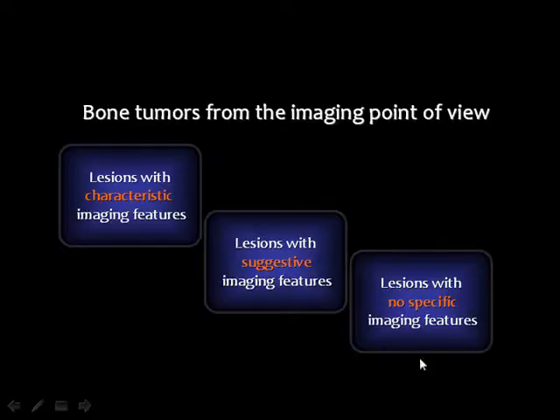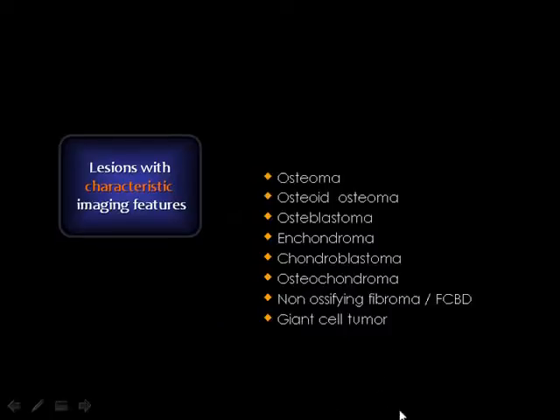Then this group of lesions, you cannot suspect the tumor, but you only say this is a benign or malignant. This is what you can say in this group of patients, and you go directly for the biopsy to solve the problem. Then we start with the first group, which is the largest one, and it includes about 9 tumors: osteoma, osteoid osteoma, osteoblastoma, enchondroma, chondroblastoma, osteochondroma, non-ossifying fibroma, and fibrous cortical bone defect, and giant cell tumor.